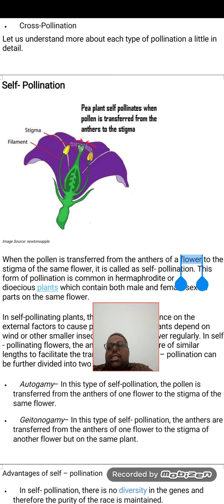Another one is where, in the same plant, there are two different flowers, that means two different sexes are present in the same plant. If pollination takes place in that condition, that particular pollination is known as geitonogamy. These two are exhibited very much in flowering plants. Many flowers and many plants reproduce by these methods.